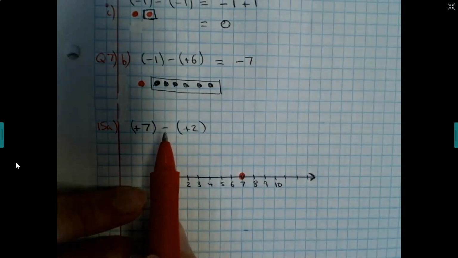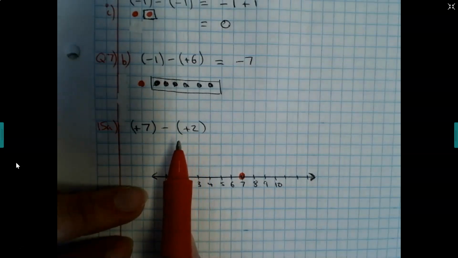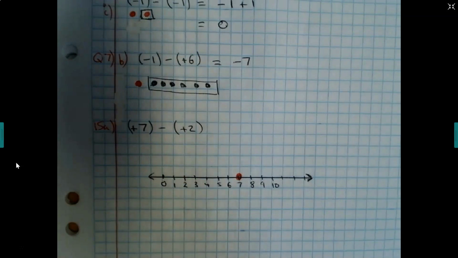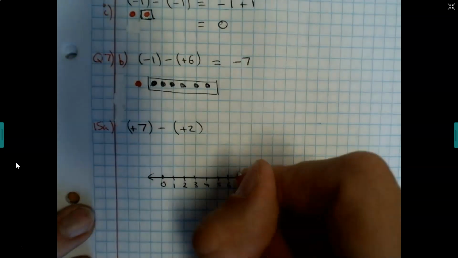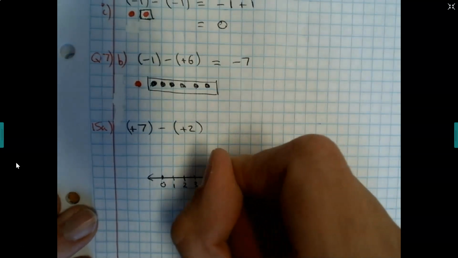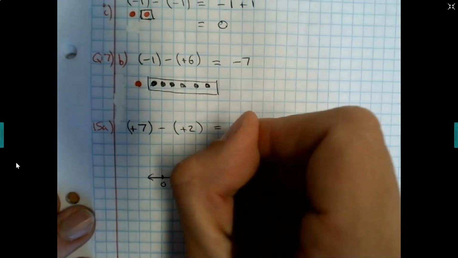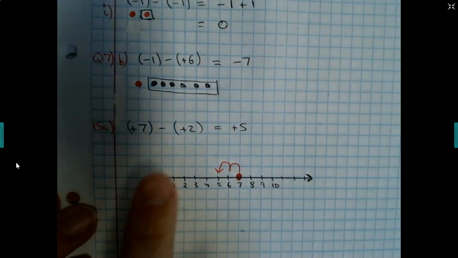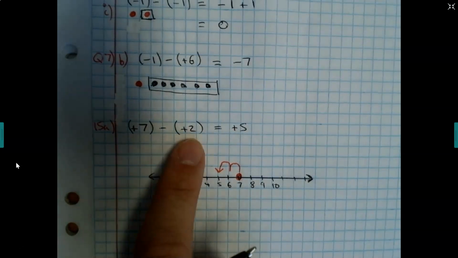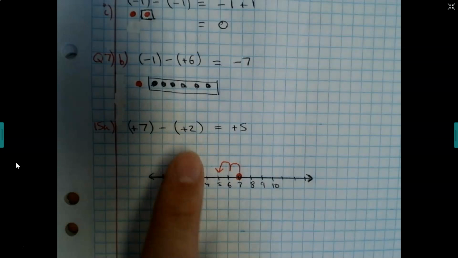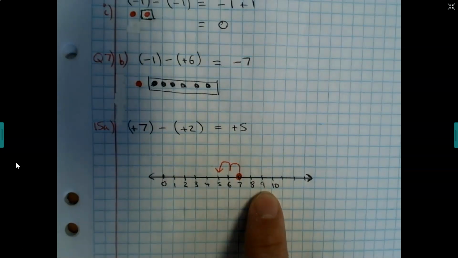Now I'm subtracting a positive number. So since I'm subtracting a positive number, I move to the left, and I'm going to move to the left 2 positions. So it would be 1, 2, which gives me +5. If this was +7 minus -2, rather than moving to the left, we move to the right, so that would become 9.